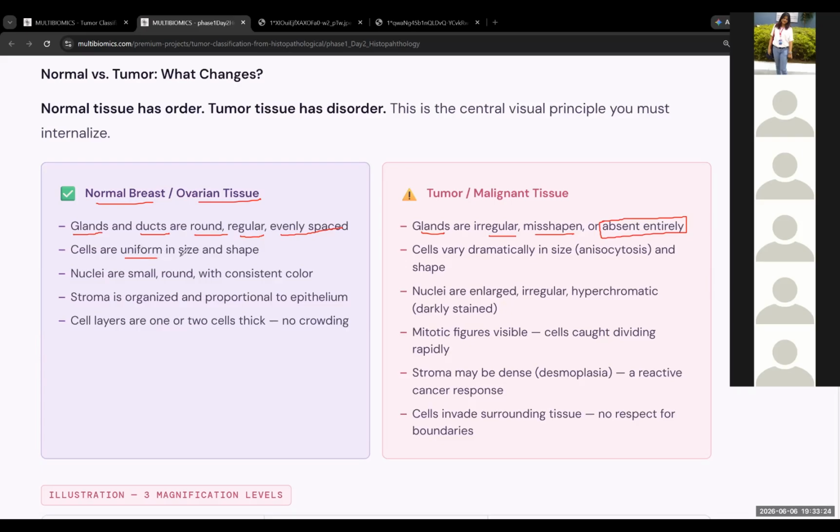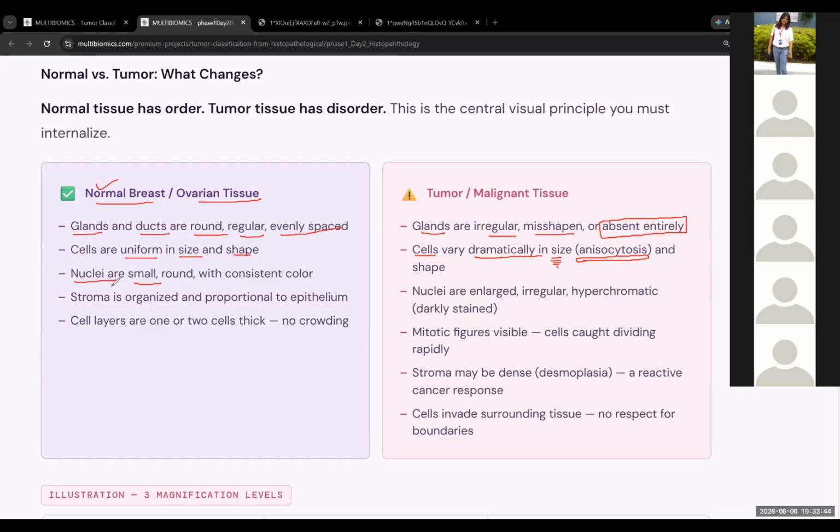Cells are uniform in size and shape when it comes to normal tissue, but here every cell will be different from each other. And this is known as anisocytosis, when the size and shape are different. Then nuclei are small and round.